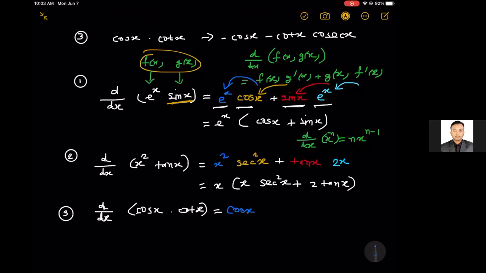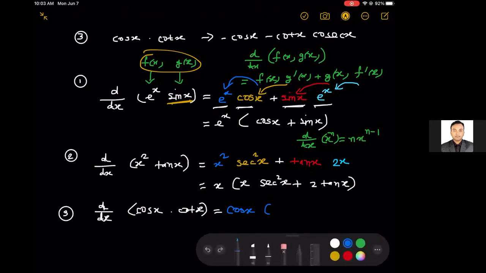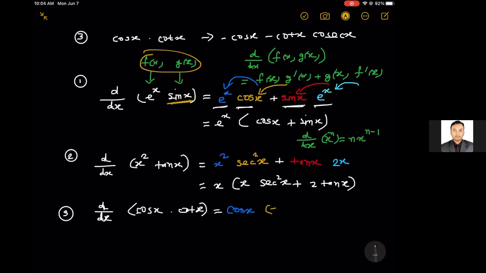So let me do it on behalf of you. It's negative cosecant squared x. The derivative of cotangent x is negative cosecant squared x.